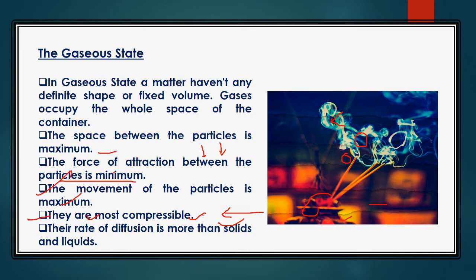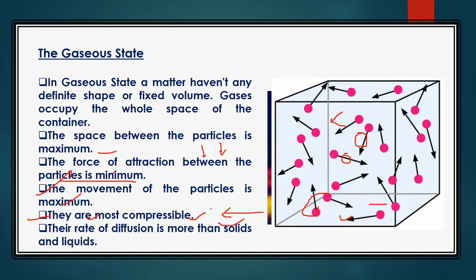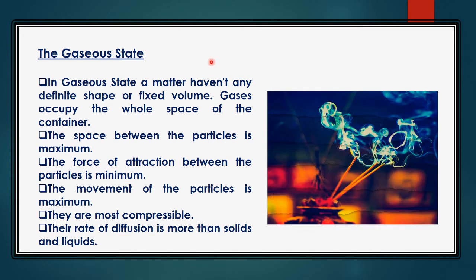The last property is that the rate of diffusion is more than in solids and liquids. Since the movement of the particles is maximum, the particles are more free to move in any direction. That's why it is easy for them to mix inside the matter. And we know that the intermixing of particles is known as diffusion. That's why in the gaseous state, diffusion is maximum. Hope you have understood the gaseous state. These are the properties of the gaseous state.